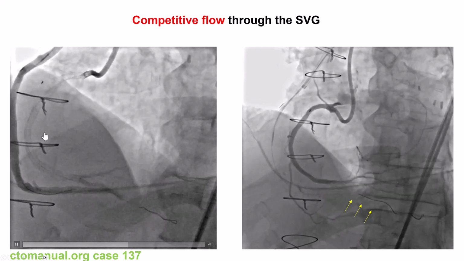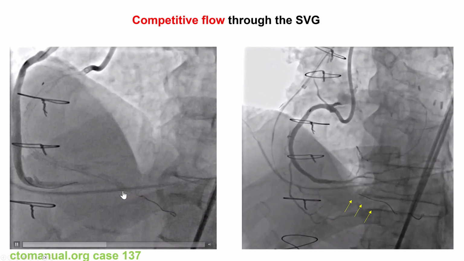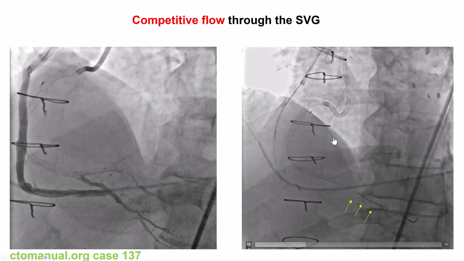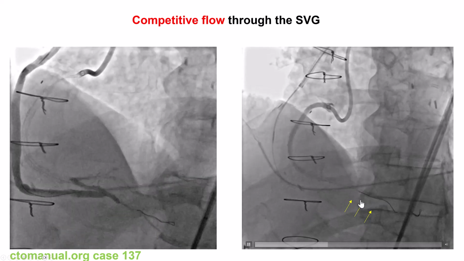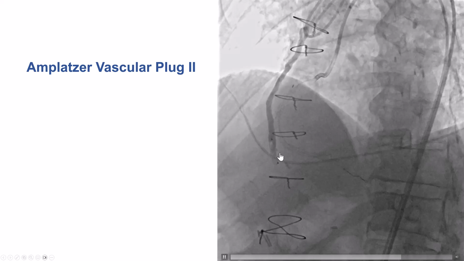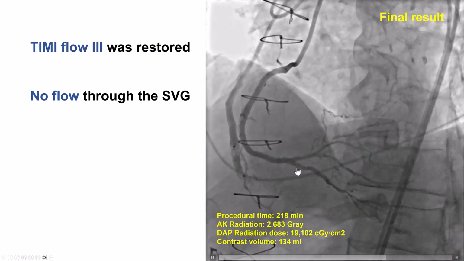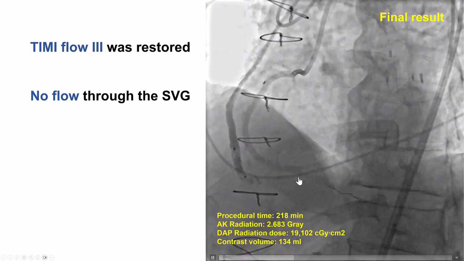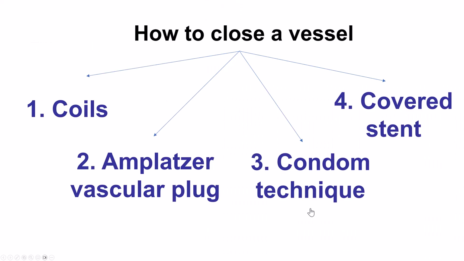This is an example. This is a native RCA CTO with a saphenous vein graft with recurrent failure. We were able to open the native CTO, but there is strong competitive flow into the PDA from the saphenous vein graft. So this graft was closed with an Amplatzer vascular plug. And now there is a good antegrade flow going into the PDA without competitive flow through the saphenous vein graft.